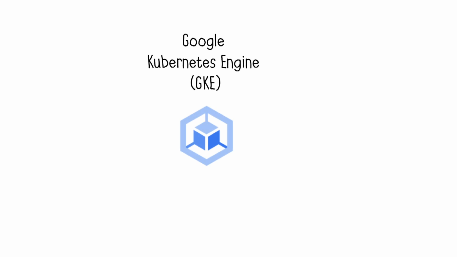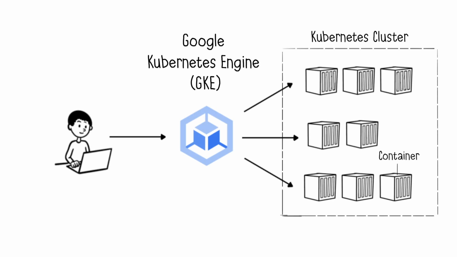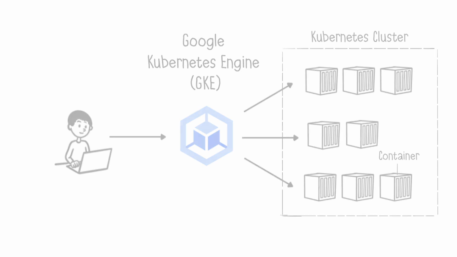Google Kubernetes Engine, or GKE, is a managed Kubernetes service designed to simplify the deployment, management, and scaling of containerized applications. Quick reminder: a container is a lightweight execution environment that bundles an application and its dependencies without a full operating system, unlike a VM. This makes containers lighter, faster to start, and easier to move.